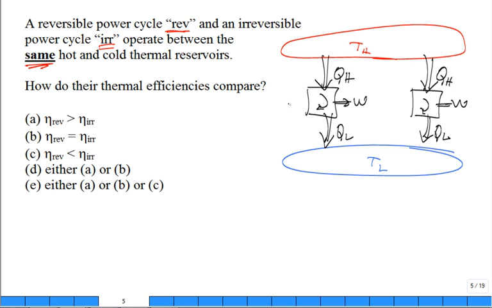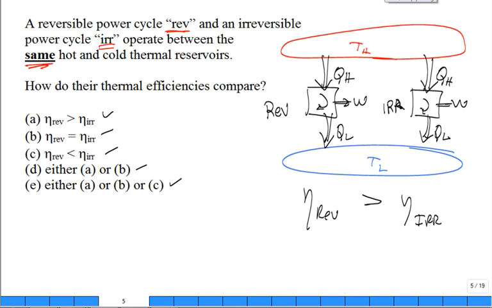And what we want to do is compare one that's reversible with one that's irreversible, IRR. So how do the thermal efficiencies compare? Is the thermal efficiency of the reversible system greater than the thermal efficiency of the irreversible system, or is it equal, or is it less, or could it be either A or B, or could it be either A, B, or C? So now that I've read the question, there you go. Got 30 seconds.